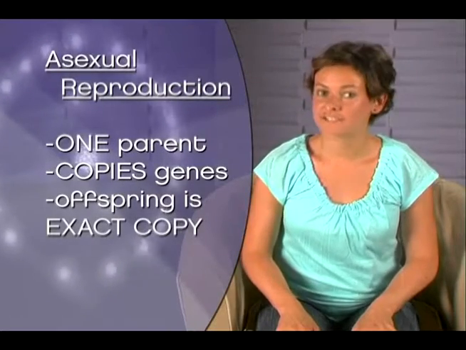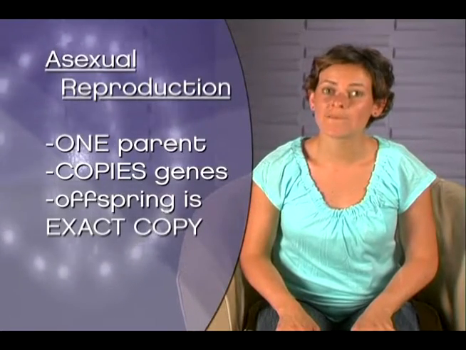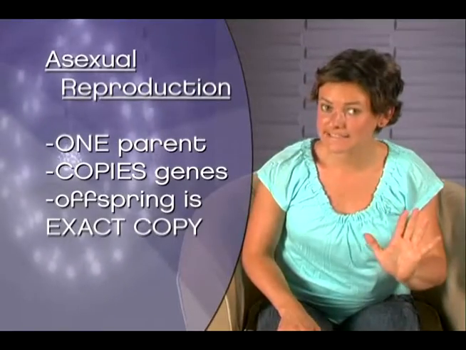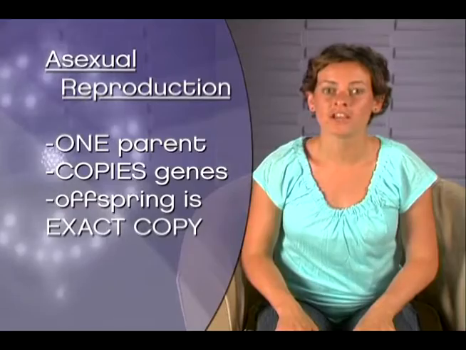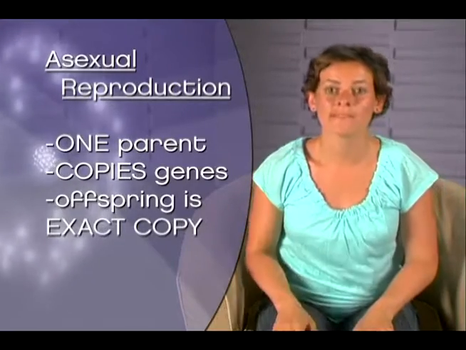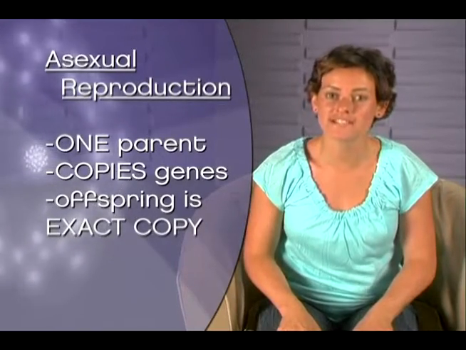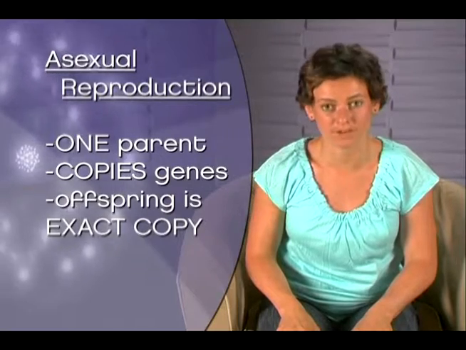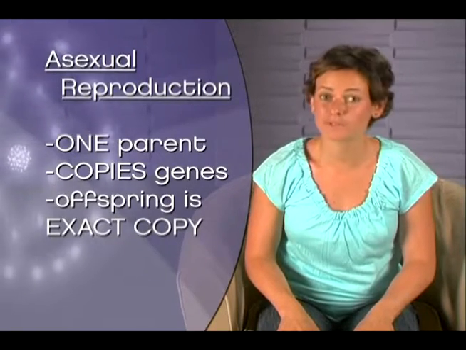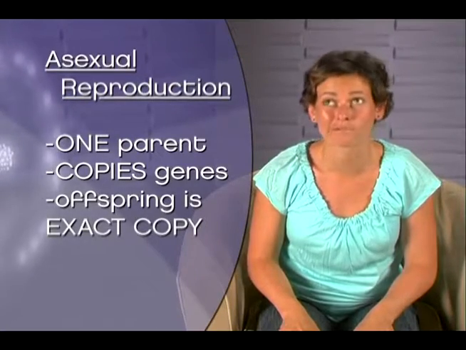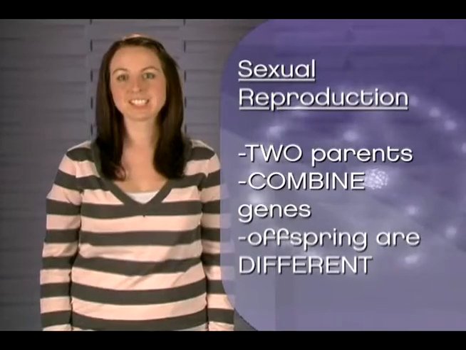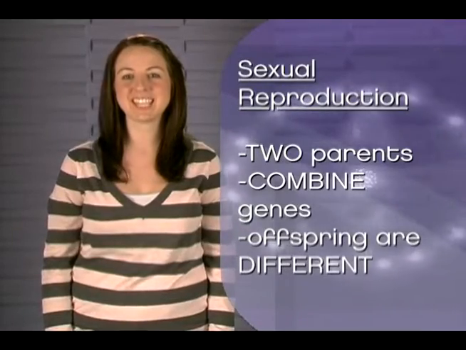Before we jump into the phases of meiosis, we need to take a moment to distinguish between asexual and sexual reproduction. In asexual reproduction, there is only one parent that makes an exact copy of its genes and passes the copy to its offspring. So the offspring produced by asexual reproduction are exact copies of their parent. Pretty boring. Sexual reproduction is where things get interesting.